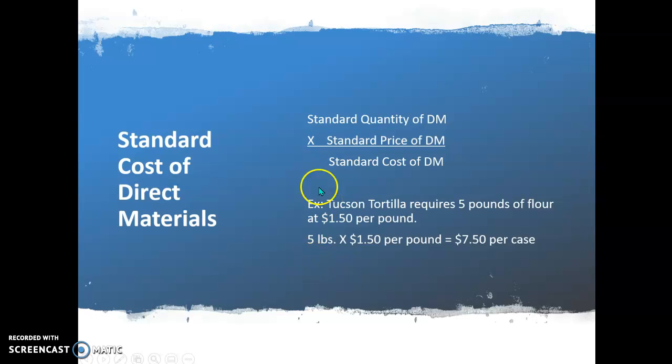$7.50 per case. One of the things you've got to watch doing these problems is this: they say 5 pounds of flour at $1.50 per pound, but they don't tell you that this is what's required for a case. Watch the unit on this. So in this case, the unit is a case.